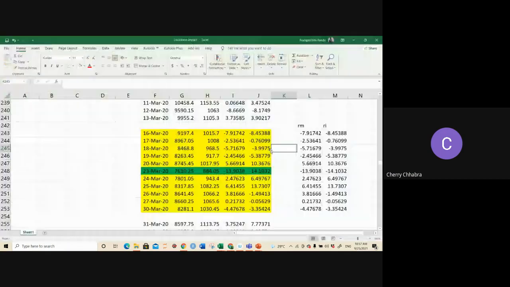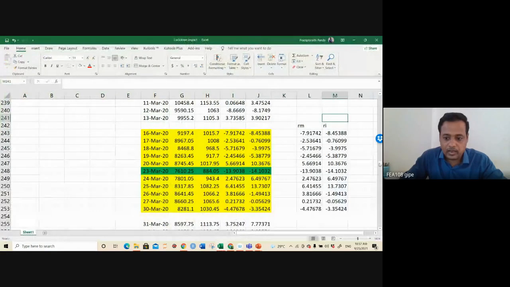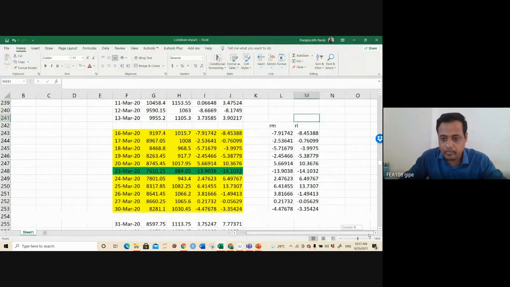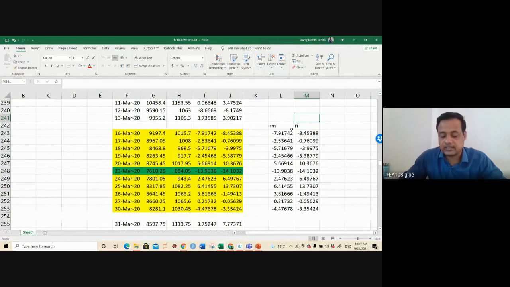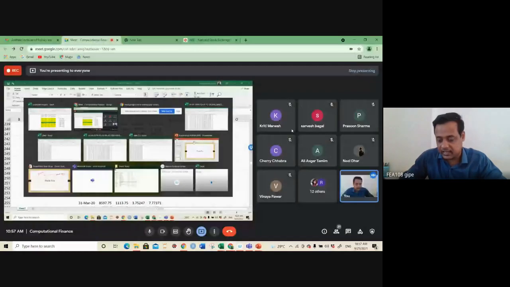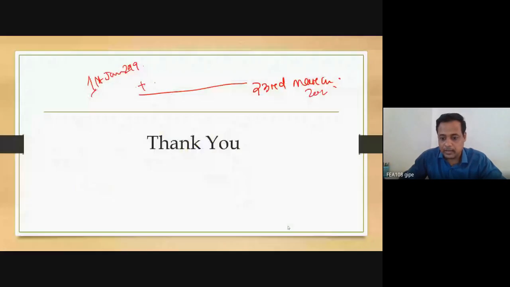Yes, sir. Now, what is the next step? Can anyone say what is next step? Maybe find the betas in all three different segments. Yes. So we want alpha and beta. That means we want to apply market model here. We'll say Ri equals alpha plus beta Rm.